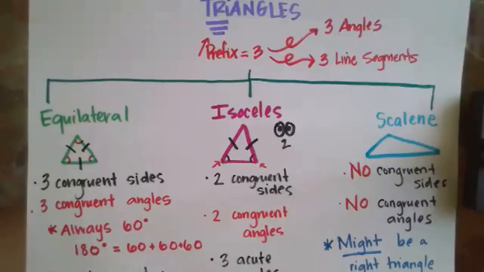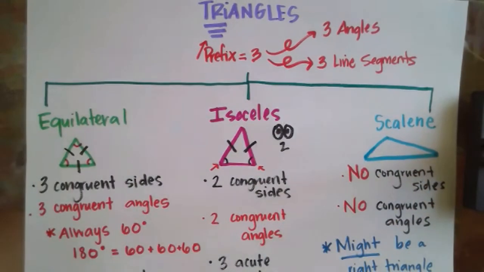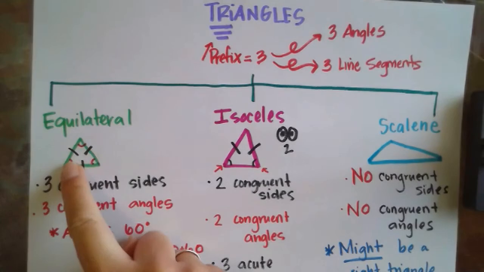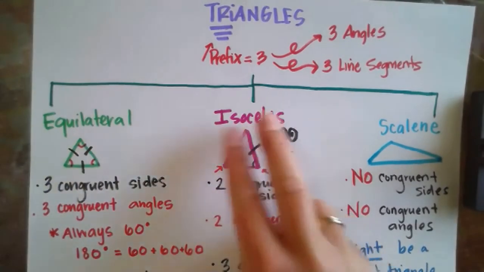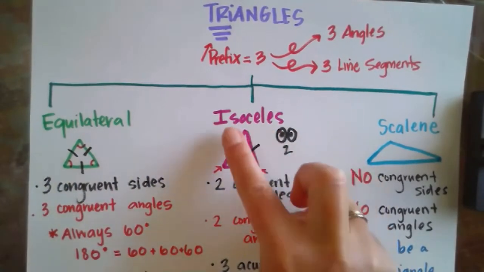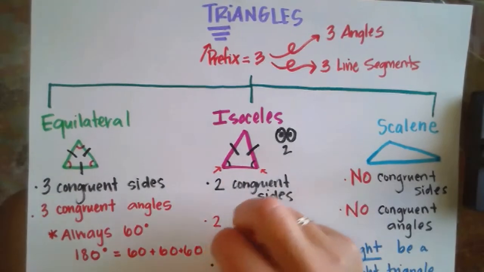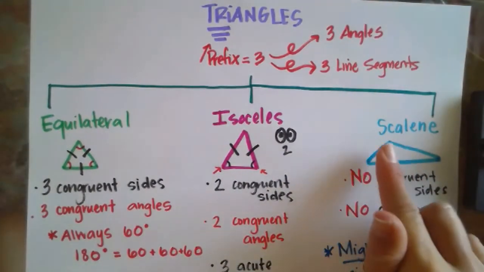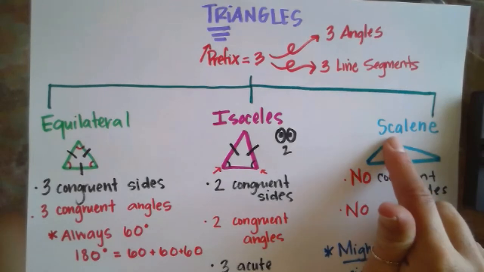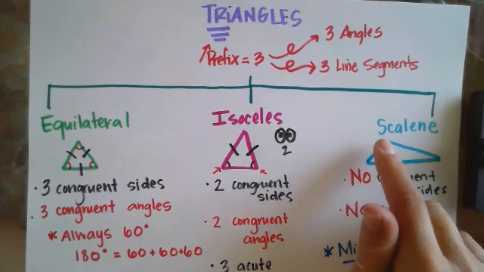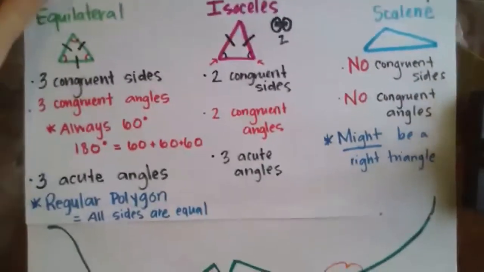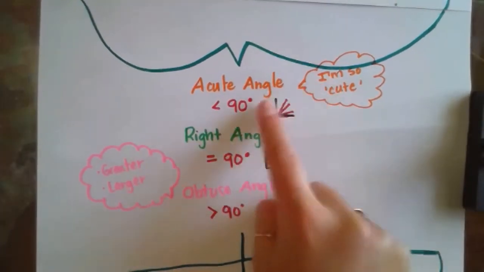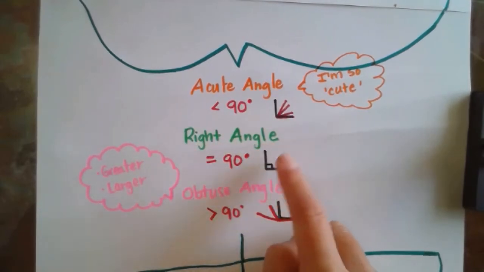A quick review, our 3 types of triangles are equilateral, isosceles, and scalene. Equilateral has 3 congruent sides and angles. Isosceles only has 2 congruent sides and angles. Scalene has no congruent sides and no congruent angles. Triangles can involve either acute angles, which are smaller than 90 degrees, right angles exactly 90 degrees, or obtuse angles, which are greater than 90 degrees.